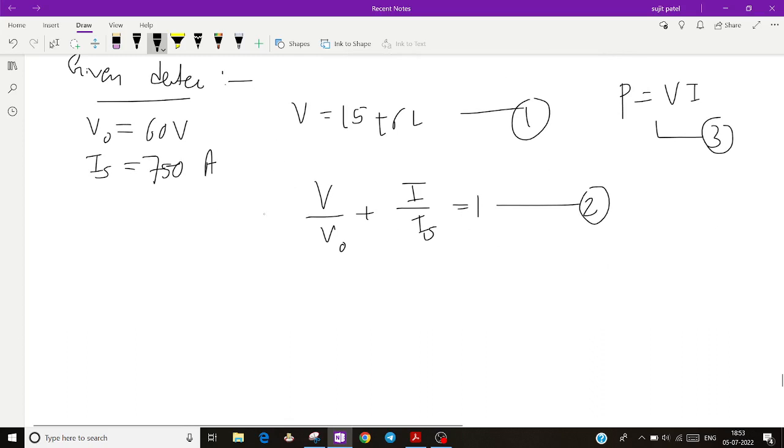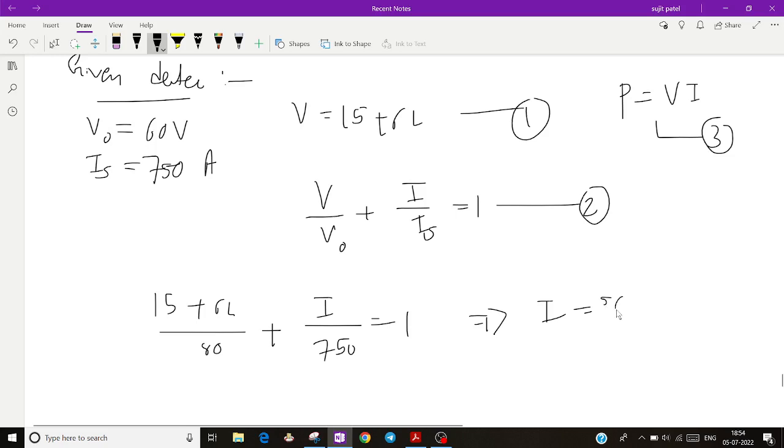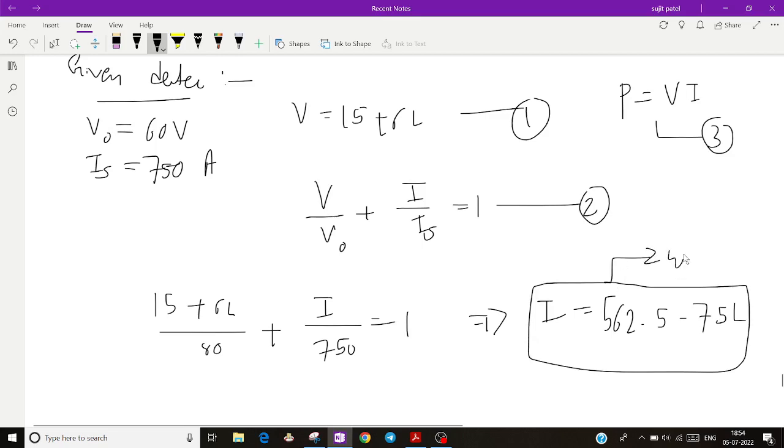So now put from 1 and 2, we have voltage 15 plus 6L divided by open circuit voltage, which is 80. We have to find the I value, and the short circuit current is 750 amps, equal to 1. So when you simplify this, you will get the I value as 562.5 minus 75L, and this is our second value. Say it as equation number 4.